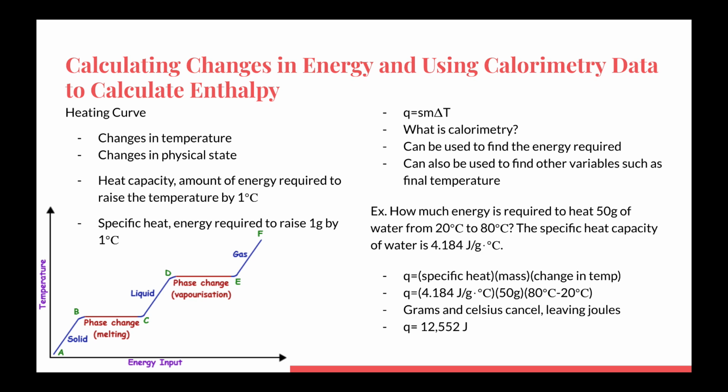We would use the formula Q equals specific heat times mass times change in temperature. So we would have 4.184 joules per gram Celsius times 50 grams times 80 degrees Celsius minus 20 degrees Celsius. Grams and Celsius cancel, leaving joules, and we get 12,552 joules. That will sum up calculating changes in energy and calculating enthalpy using calorimetry data.